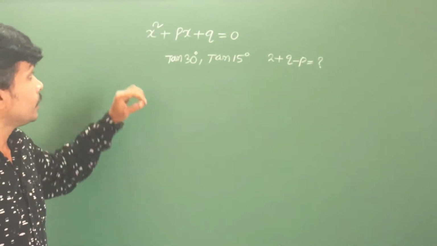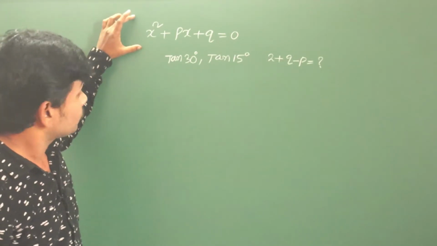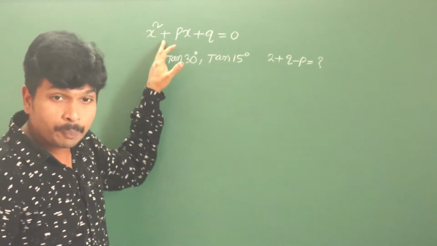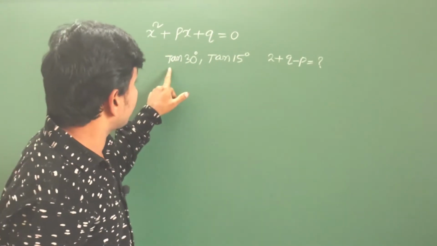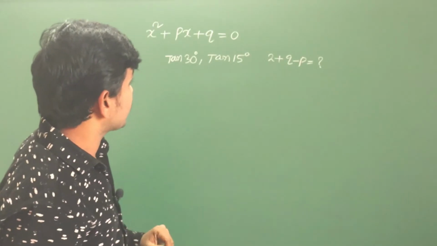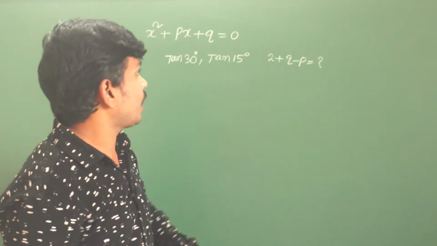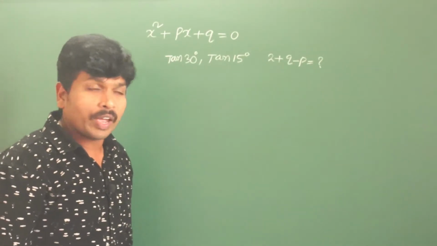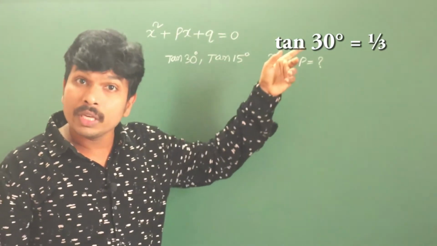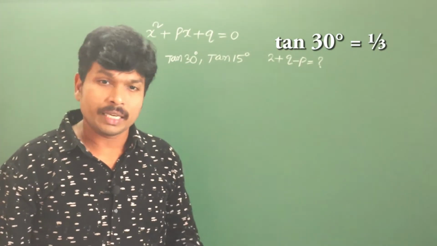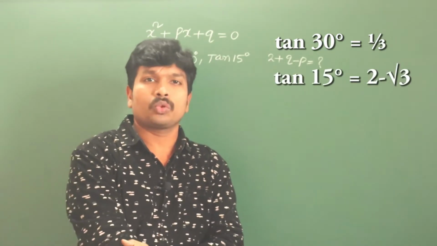Listen carefully. Given one quadratic equation, x square plus px plus q equal to 0, and your roots are tan 30 degrees and tan 15 degrees. Now find the value of 2 plus q minus p. In fact, this is a problem you can easily handle. Tan 30 degrees value is 1 by root 3, that is a standard angle only. Tan 15 degrees value is 2 minus root 3.